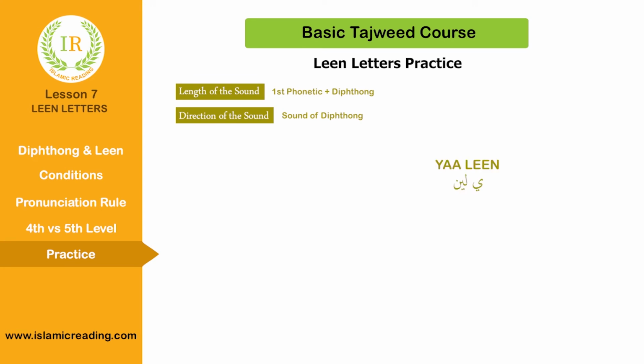Ya Leen is written as a Ya with a small curved sign on top and fatha on the preceding letter. We'll study that small curved form in the next lesson. And a Waw Leen is written as a Waw with the same curved sign on top and the fatha on the preceding letter.